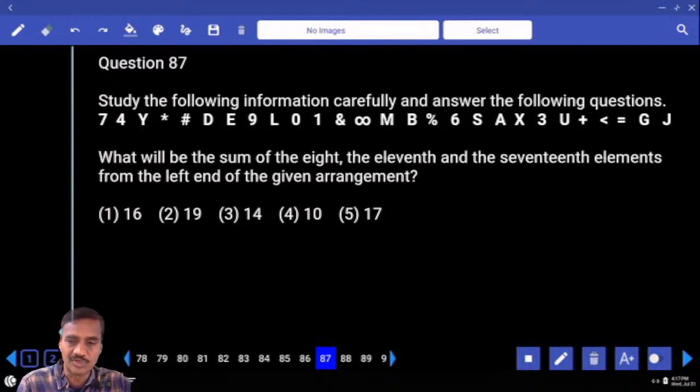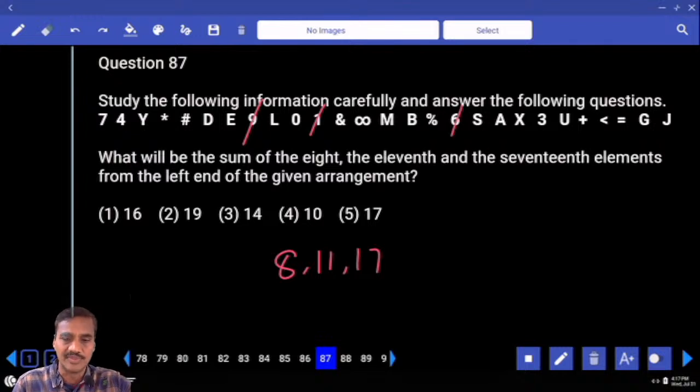And what will be the sum of 8, 11, and 17 from the left? And 3, 4, 5, 6, 7, 8, and next one 9, 10, 11, and 12, 13, 14, 15, 16, 17, 18, and 17. Now 8, 11, 12, 13, 14, 15, 16, 17. Must help, 9 plus 1, 10 plus 6, 16. Now 16, choice 1, question number 87.